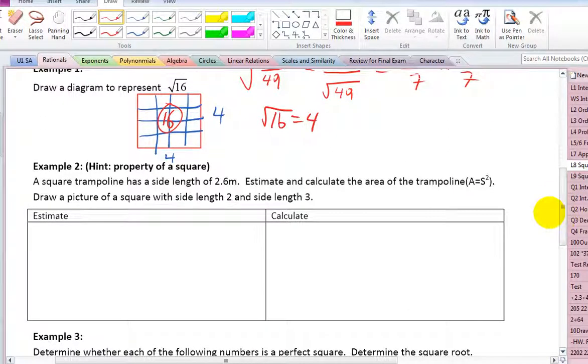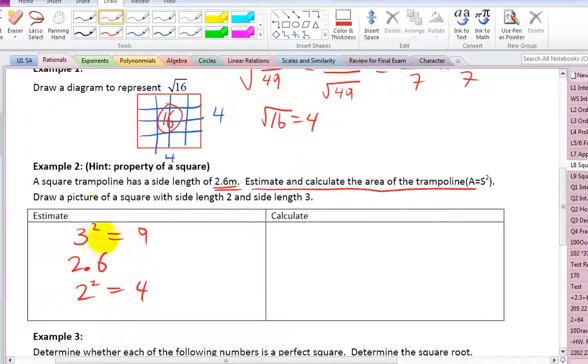So continuing on then, a trampoline has a side length of 2.6. Estimate and calculate the area of the trampoline. So for the estimation, 2.6. What's a whole number below? 2. That squared equals 4. Whole number above? 3. So then 3 squared equals 9. So approximately what does 2.6 squared equal? Now notice I'm not using an equal sign. I'm using either one squiggly or two squiggly lines. Your choice. It's not an equal sign. It's an approximation.